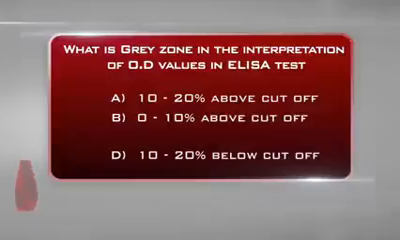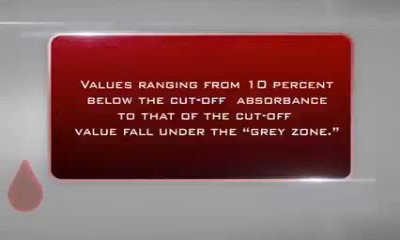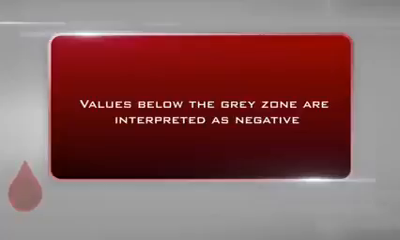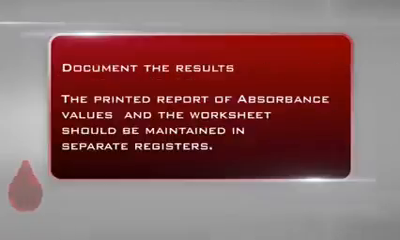Yes, the correct answer is C. 0 to 10% below cutoff. Values ranging from 10% below the cutoff absorbance to that of the cutoff value fall under the grey zone. Values below the grey zone are interpreted as negative. Samples in the grey zone have to be retested, and if the value falls within the grey zone again, or if it is more than the cutoff value, then it is considered positive. Document the results. The printed report of absorbance values and the worksheet should be maintained in separate registers.